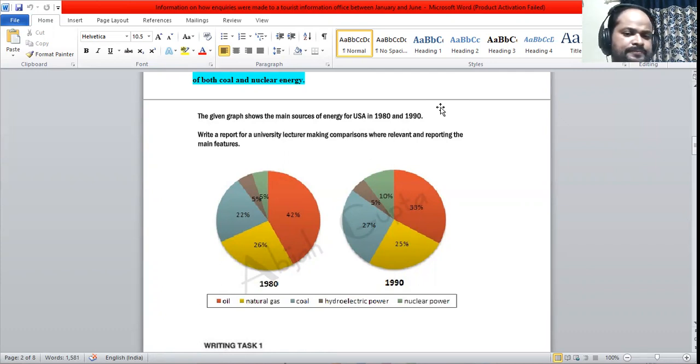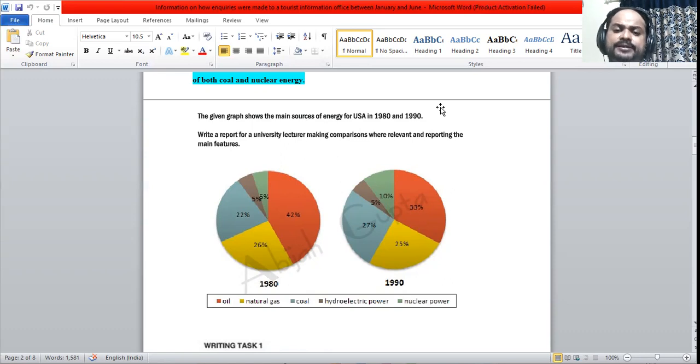It means in some pie charts, we will be having different comparisons. Some of the data, say for example, oil will be there in 1980 and there won't be oil in 1990, there will be something else. Here the things are easy because we have the same data here and there. So comparison is better.